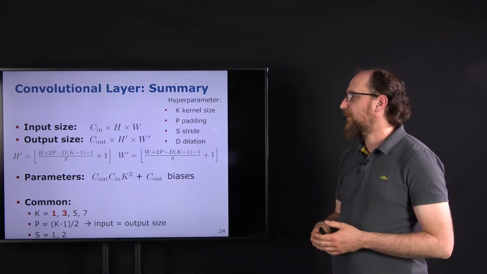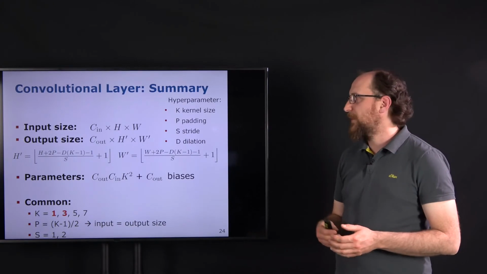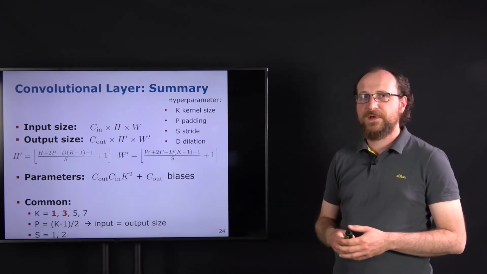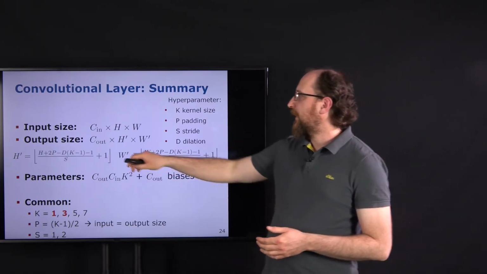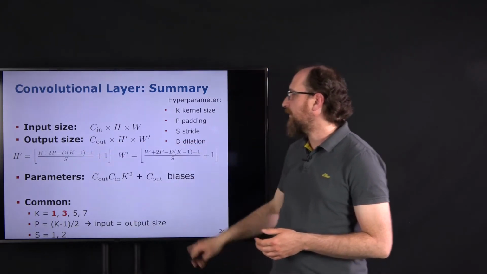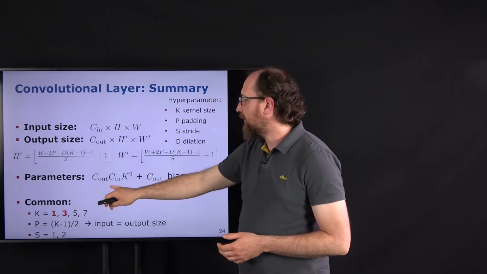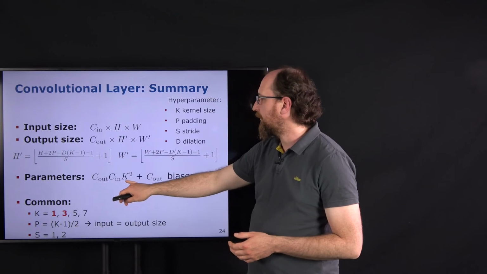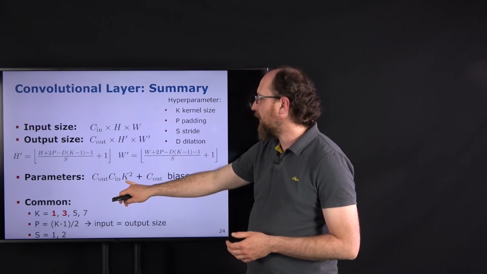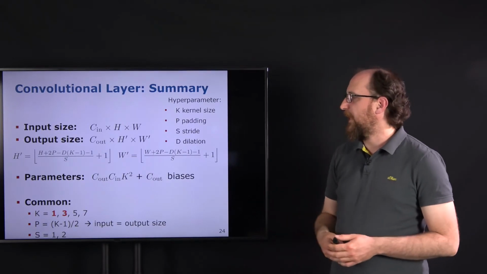Important to note here is how many parameters we actually have for this layer. As you remember, for the fully connected layer, it was the number of input channels times the number of output channels. In this case, it would be the number of output channels times the number of input channels times k squared. And then we have, of course, the number of output channels as bias.